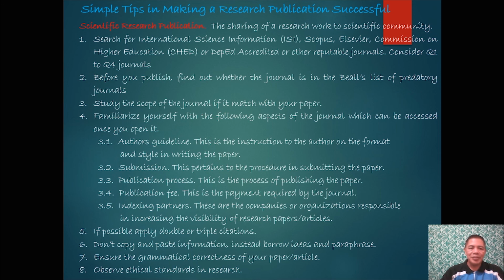And these are the simple tips in making a research publication successful.